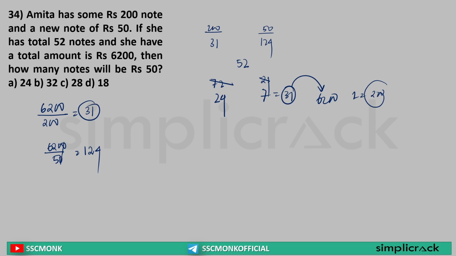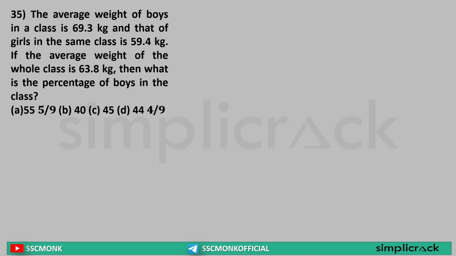Yes or no? Yes. So here 24 multiplied by 200, right? So here it will be 7 into 200, right? Yes. It is asking about how many notes will be 50. Sir, amount of 50 rupees notes is 7 into 200 divided by 50 rupees each note. 50 4s are 200, 7 into 4 is equal to 28. So how many 50 rupees notes are there? 28. Clear? Next.